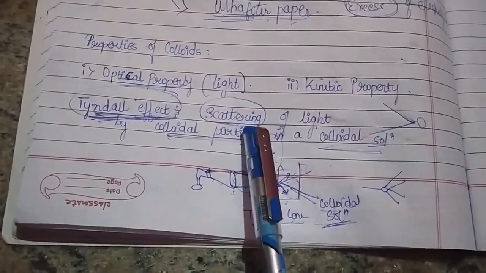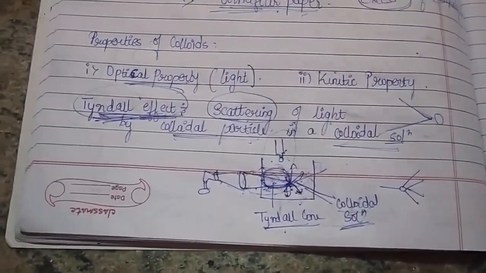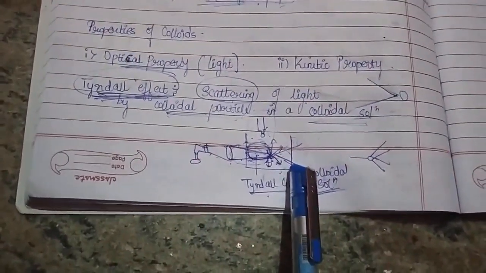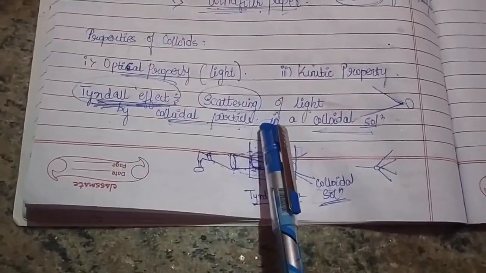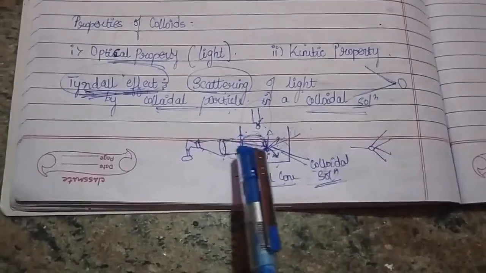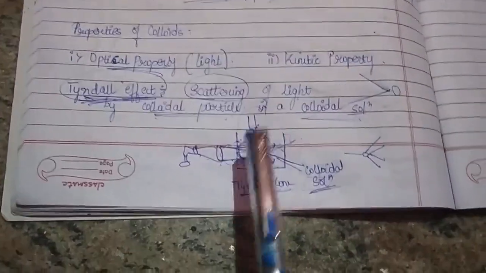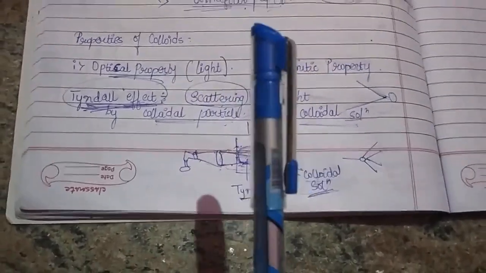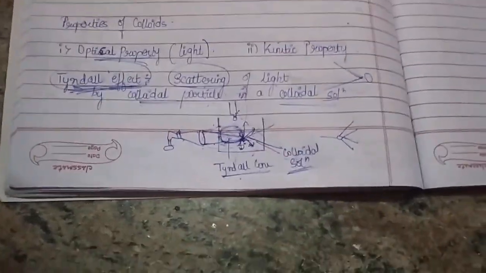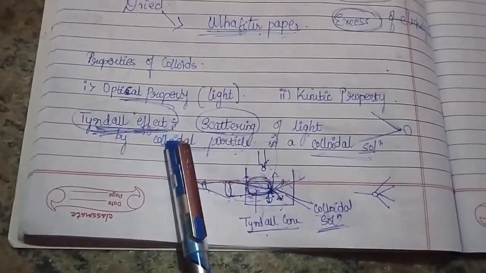Not this much. Scattering of light by the colloidal particles in a colloidal solution is not the answer. You should be much more accurate. Whenever a light is passed through a colloidal solution and it is observed at right angles using a microscope, the path of the light is visible in the colloidal solution as a bright cone. It is mainly because of what? Scattering of the light by the colloidal particles in all directions. So this effect is called what? Tyndall effect. Is that okay?